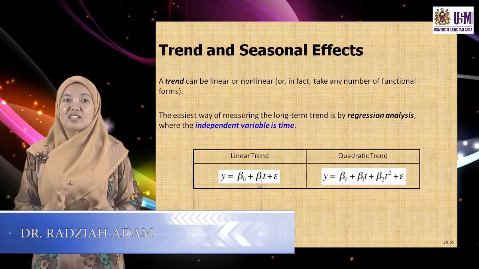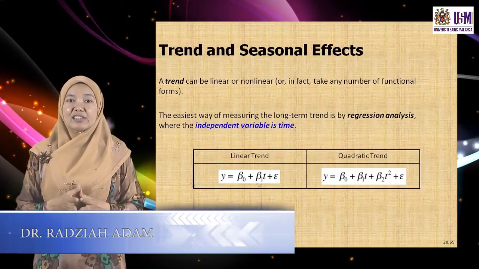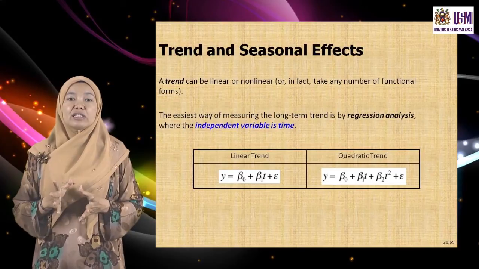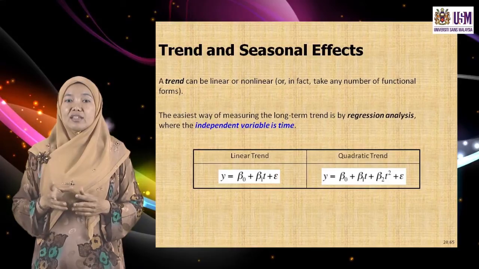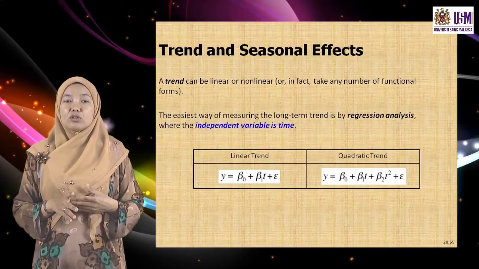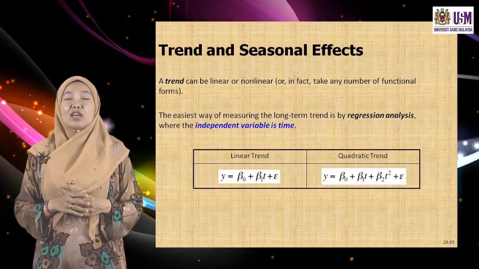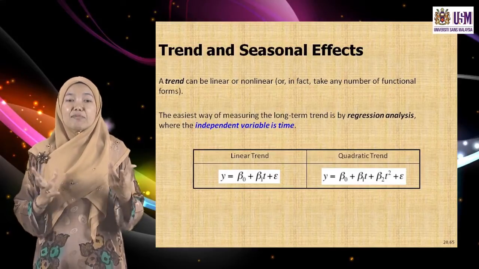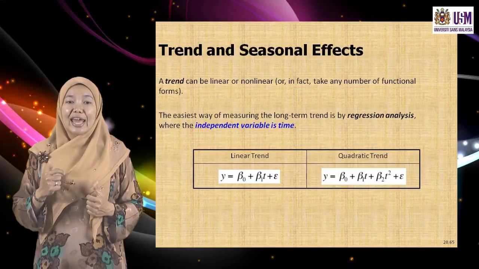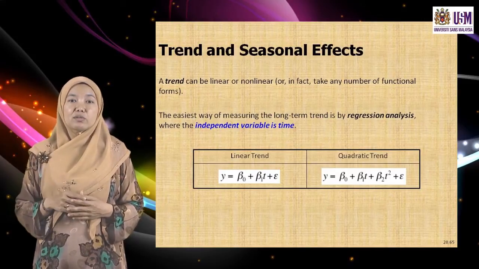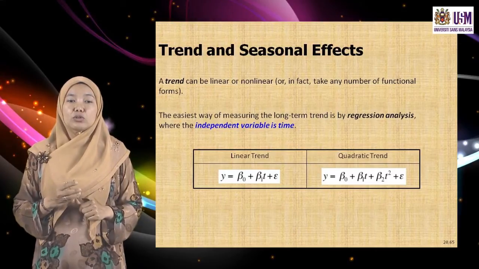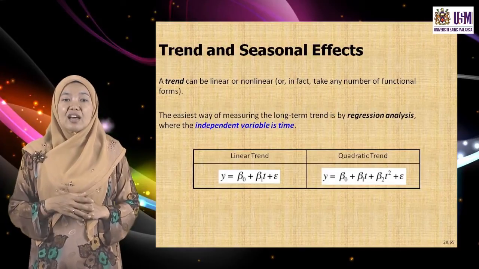Now let's look at the trend and the seasonal effect. A trend can be linear or non-linear, or it can actually take any number of functional forms. The easiest way of measuring the long-term trend is by regression analysis, where the independent variable is time. I do hope that you still remember we already did the topic of correlation and regression. Under regression, we have y, your dependent variable, as a function of x, your independent variable. We are going to do the same thing for the trend effect in time series, except that instead of x being an independent variable, now your x will be time. Whatever data we are discussing will be your dependent variable y, equal to beta 0 plus beta 1 multiplied by t plus the random term.